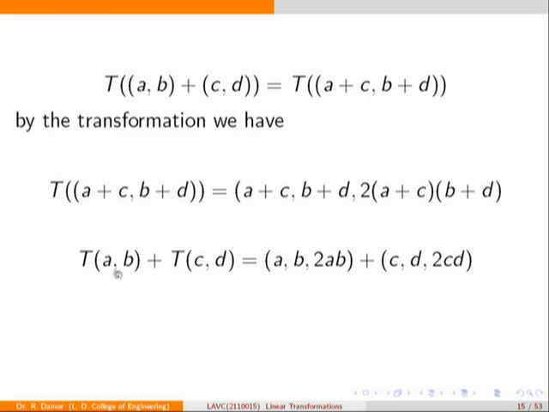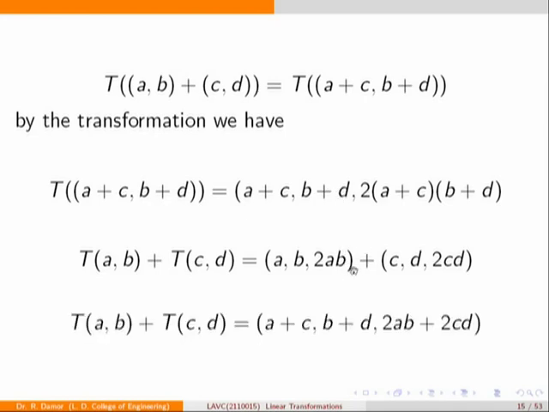Clear? What is T of AB? T of (a, b) is (a, b, 2ab), plus T of (c, d), which is (c, d, 2cd). So now, is T of (a, b) plus T of (c, d) equal to T of (a + c, b + d)? This can be written this way: the addition of these two gives (a + c, b + d) and twice the time, ab plus cd.